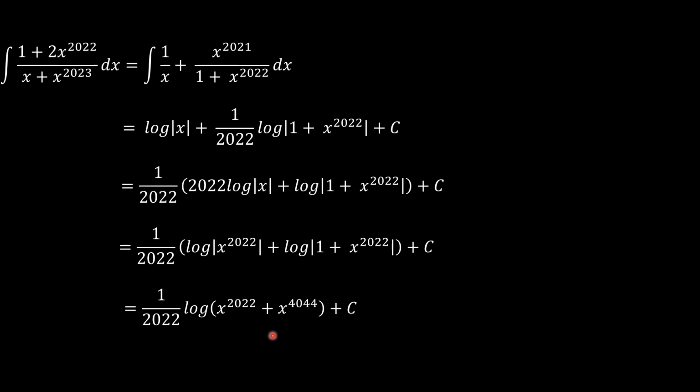Negative of value of x would result in a positive value of whatever is in the bracket here. So this is the answer.